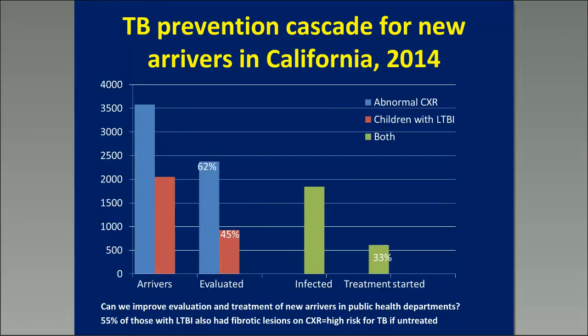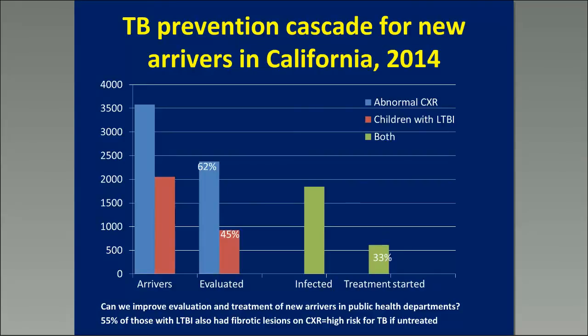this group was infected, so about 1,800 folks. Only 33% of those 1,800 were started on treatment. Okay, Phil Lowenthal generated these data from our B notification data set.